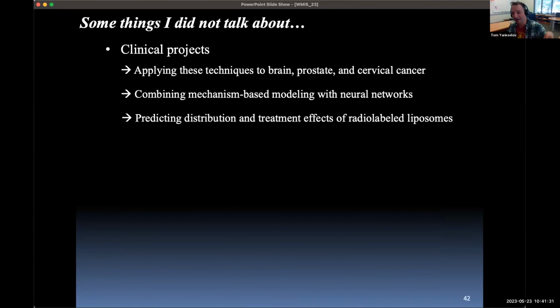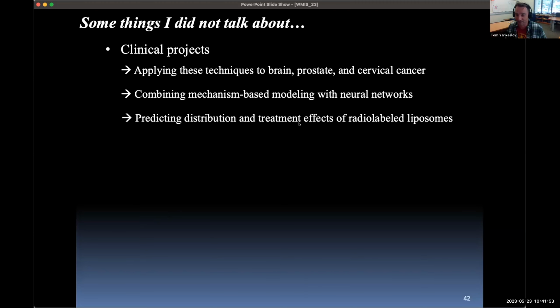So we're at the point where I summarize, but no, I'm going to put one slide in here to tell you about some other things that are going on in the lab, just so you don't think it's all in breast cancer. We're applying these techniques to brain, prostate, and just recently started cervical cancer. We're trying to do proper mechanism-based modeling with neural networks so you can do predictions from before there's any intervention with the individual patient, just like we were talking about for those cells.